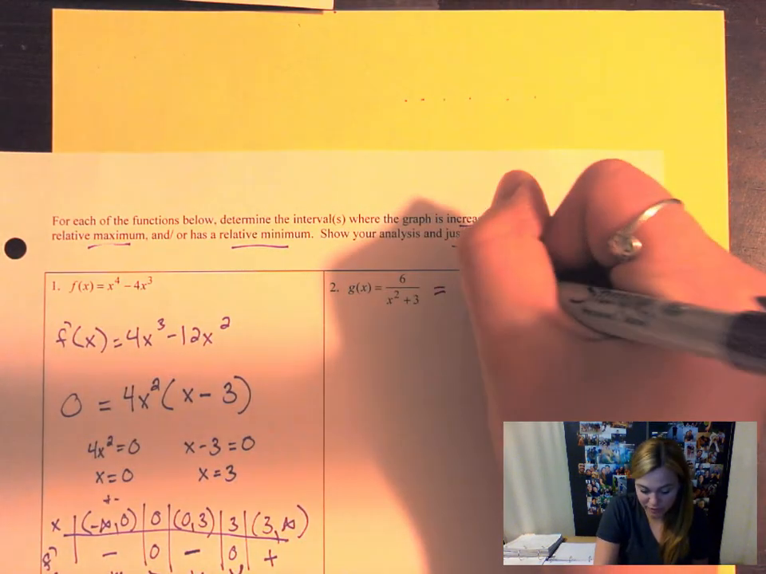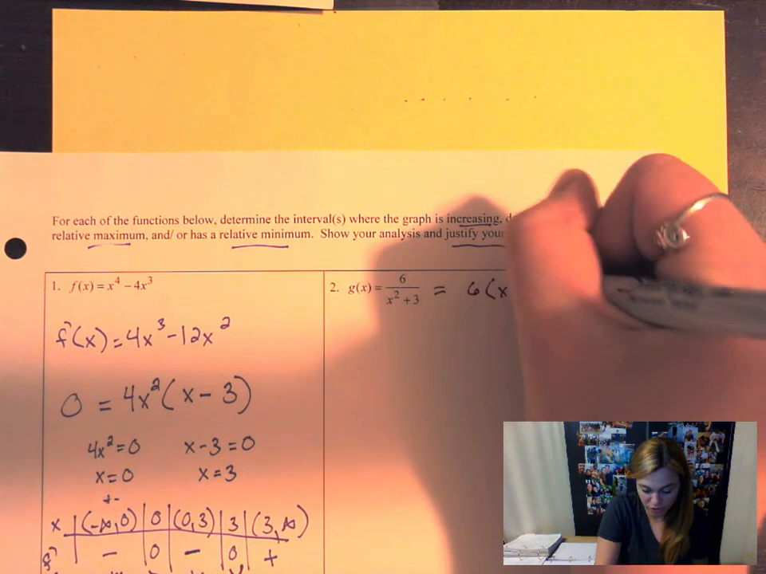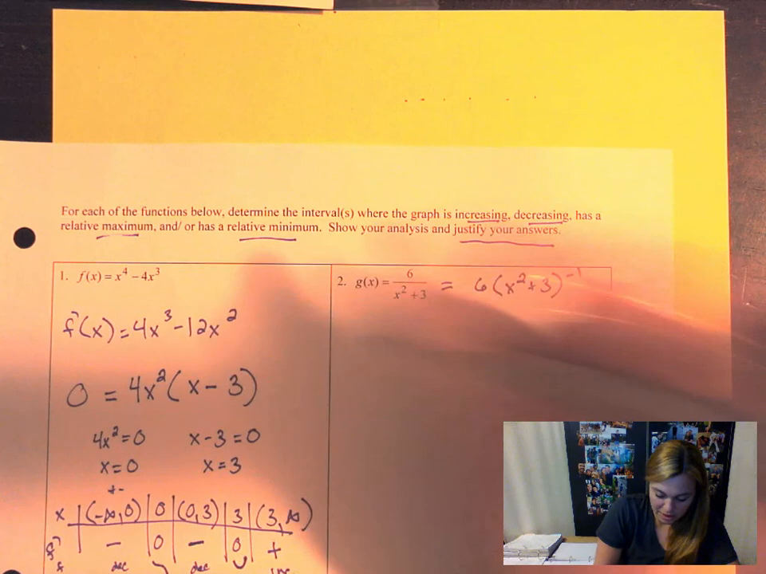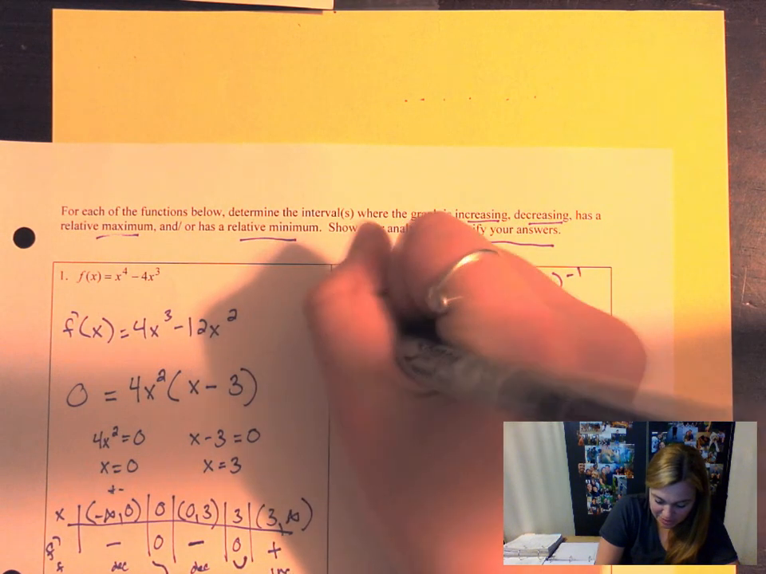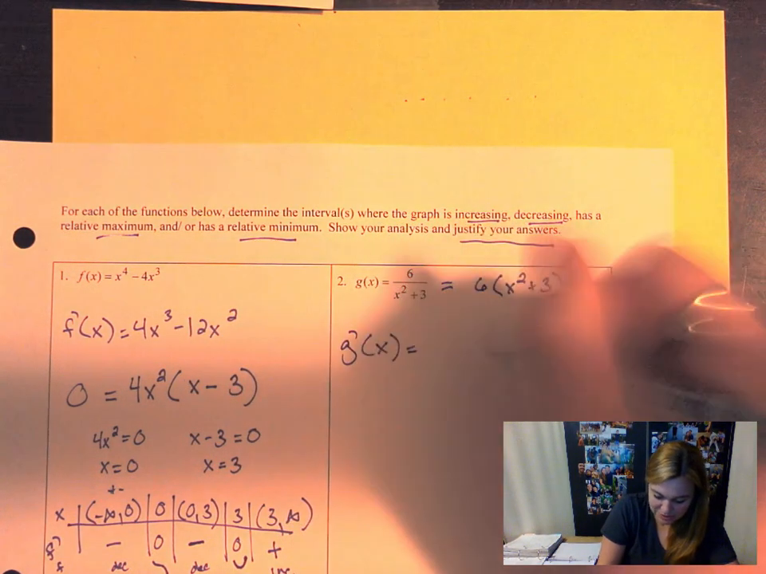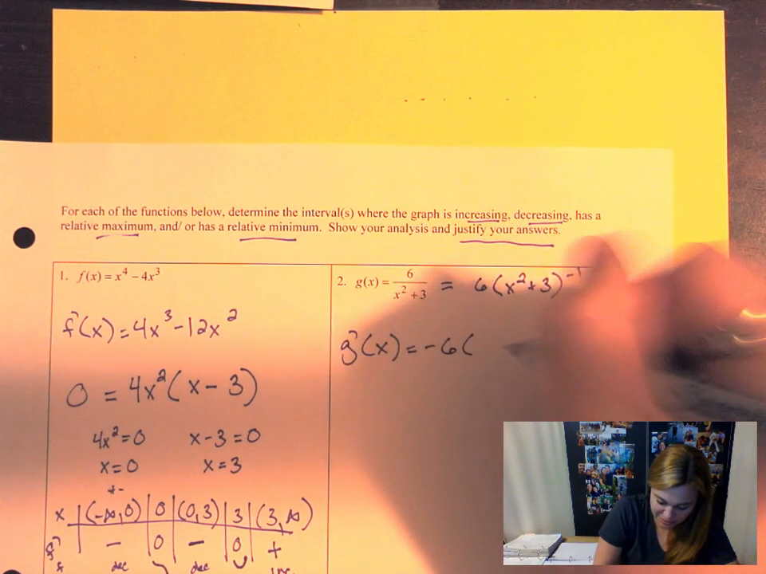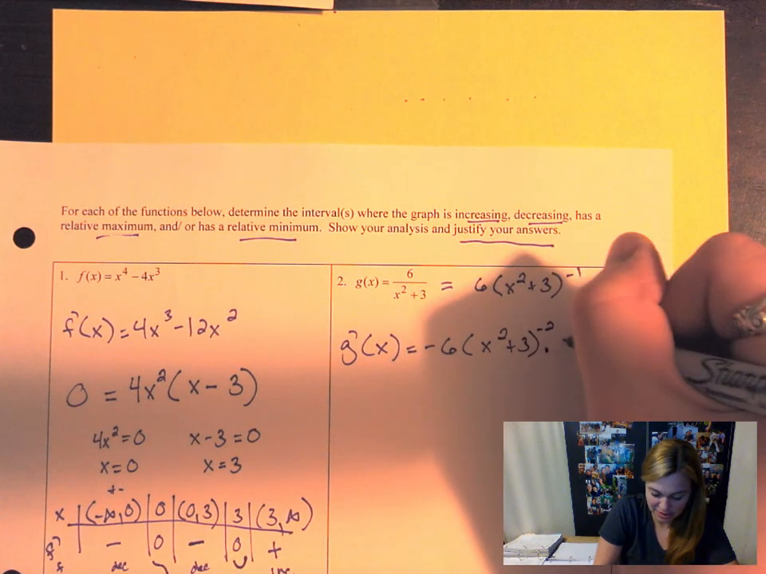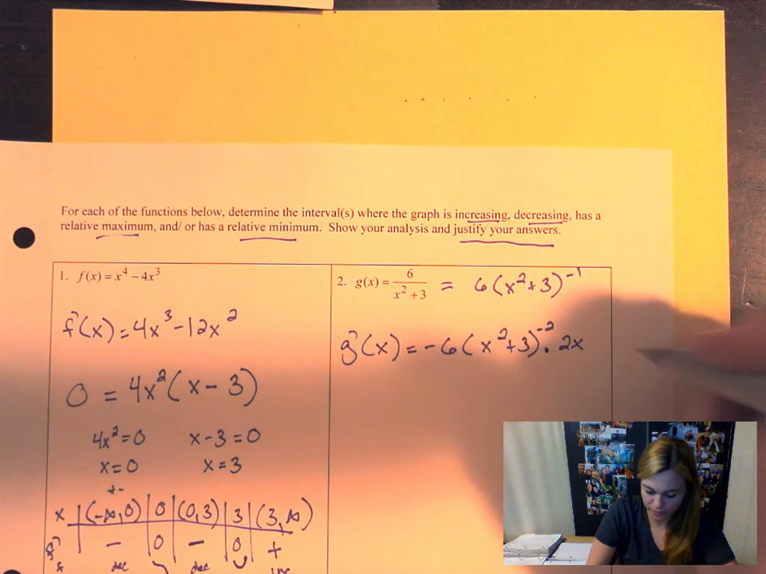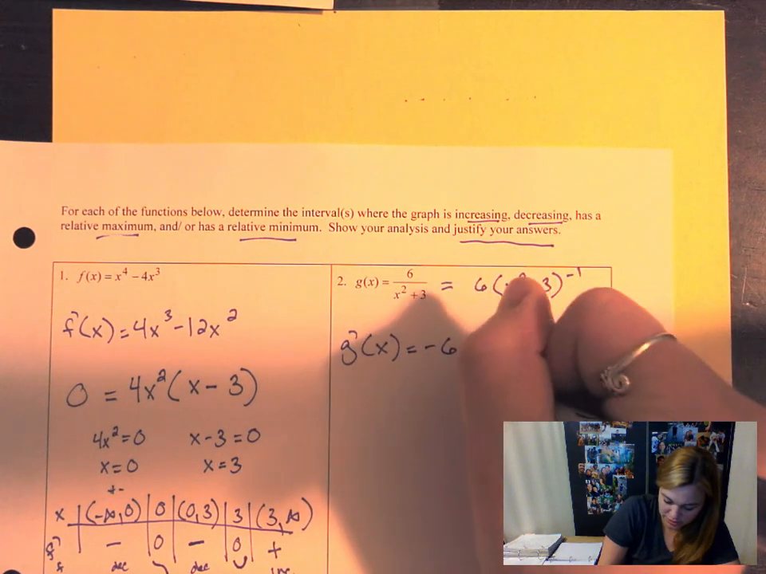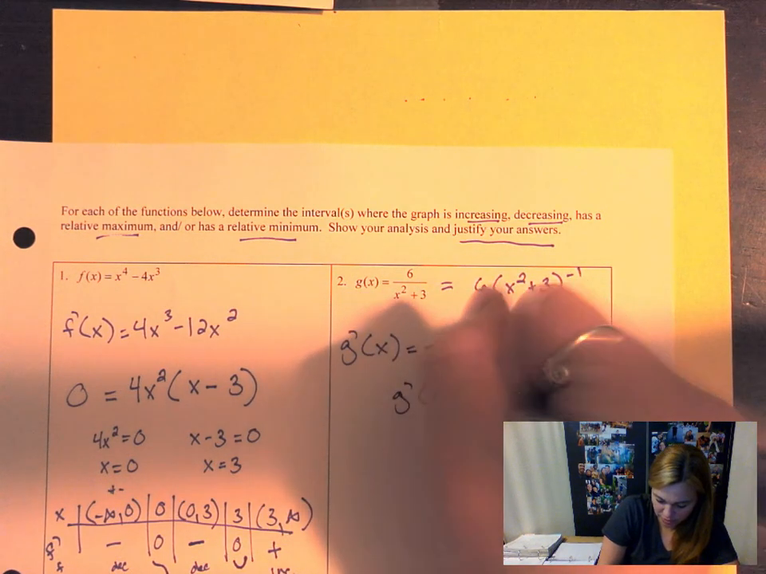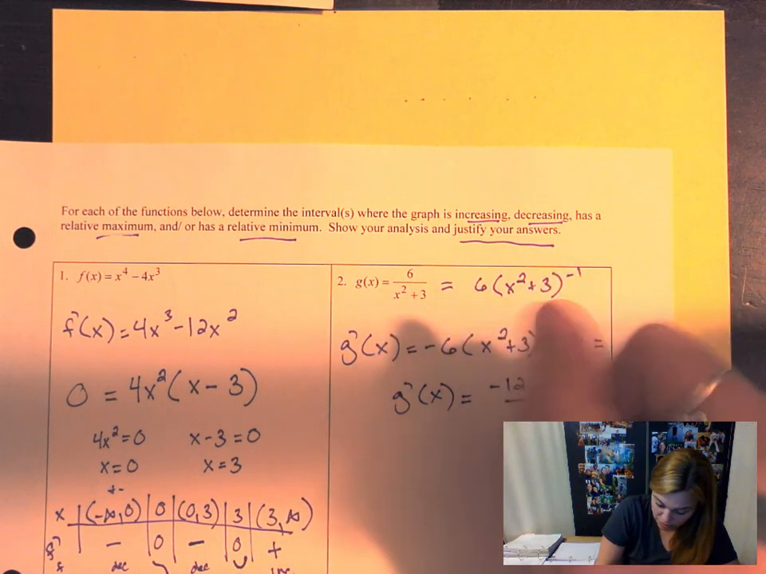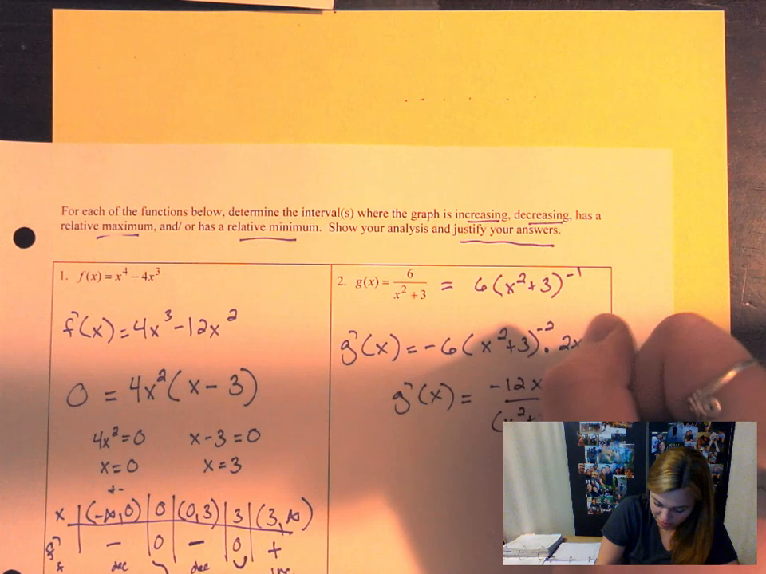If you took the derivative of this already, or if you want to try this on your own, now would be a good time. This is to the negative first power. And I'm going to say g prime of x. I'm using the chain rule. This would be -6. Leave the inside alone. It's the negative second power times the derivative of the inside, so g prime of x equals -12x over (x squared plus 3) squared.